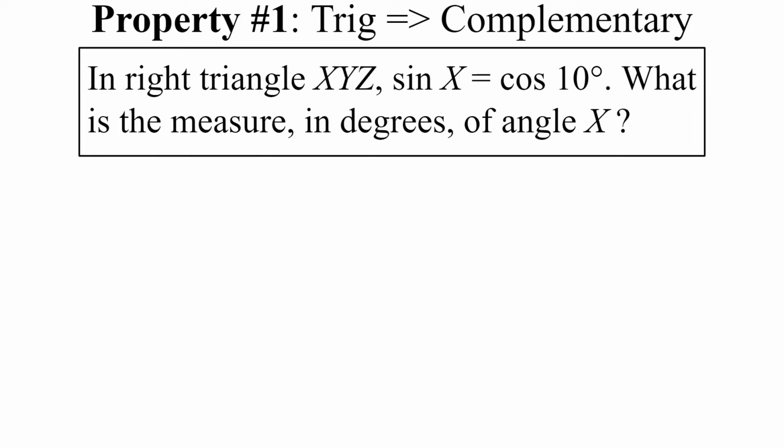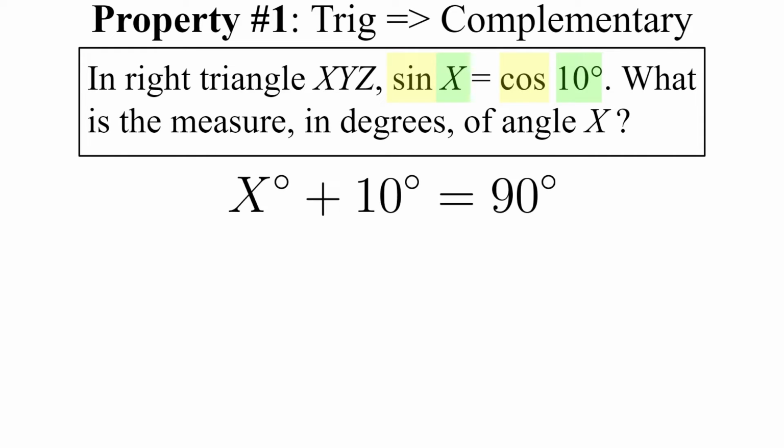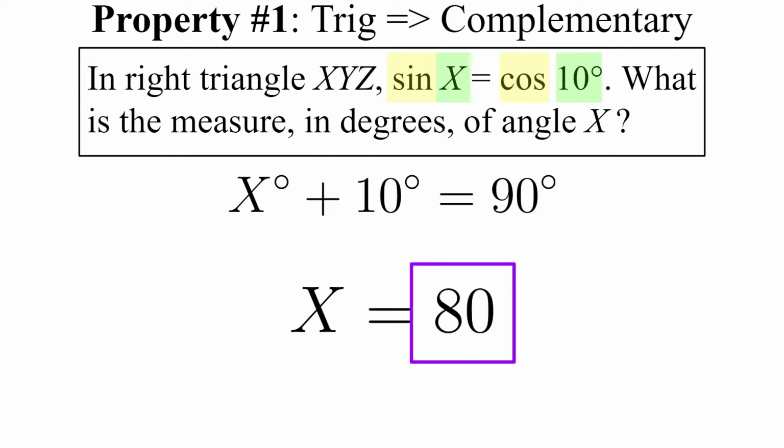Okay, so I see sine of x equals cosine of 10 degrees. And sine is equal to cosine. That's what we just talked about in the if part of the if-then statement. And so we're going to take what's on the inside and add them up to 90. So x plus 10 is equal to 90. Subtract 10 from both sides. That means x is equal to 80. And that would be our answer.